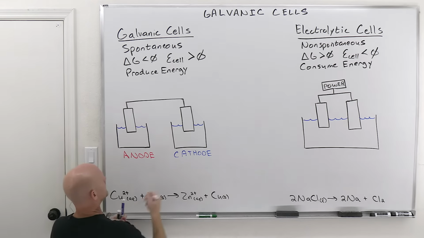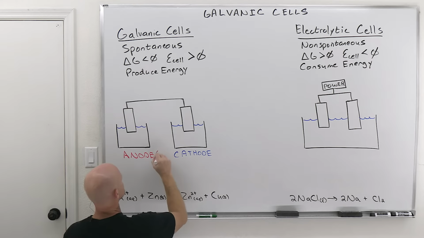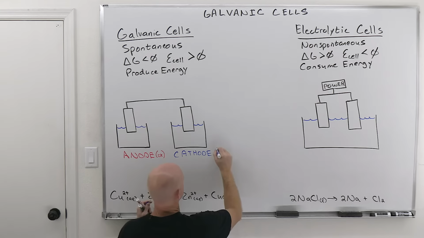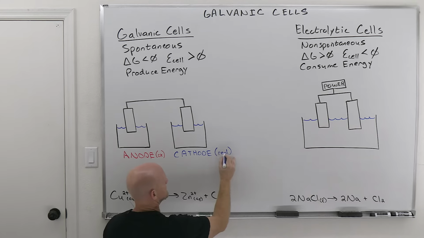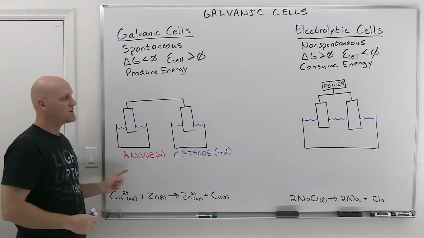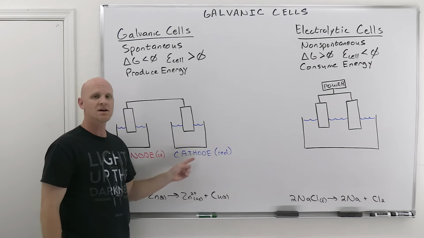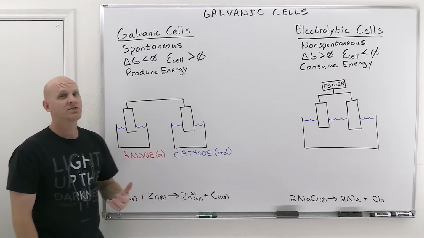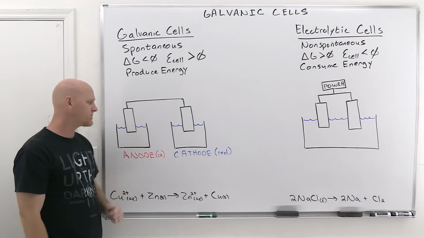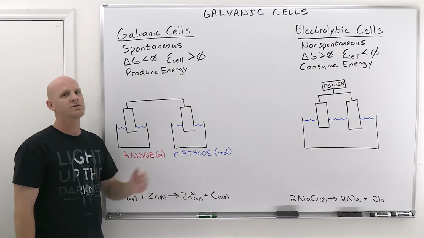It turns out that the anode, by definition, is always the site where oxidation takes place. The cathode, by definition, is always the site where reduction takes place. If you look at anode and oxidation, they both begin with a vowel. Cathode and reduction, they both begin with a consonant. When you're diagramming a galvanic cell, you are always supposed to put the anode on the left and the cathode on the right.